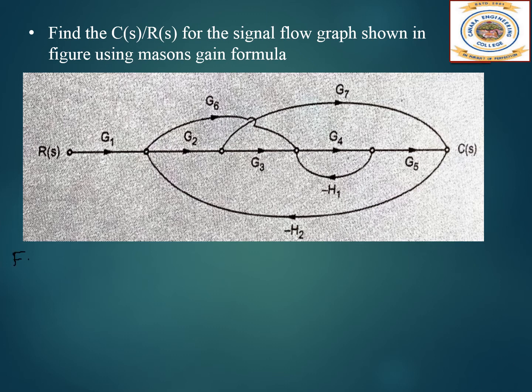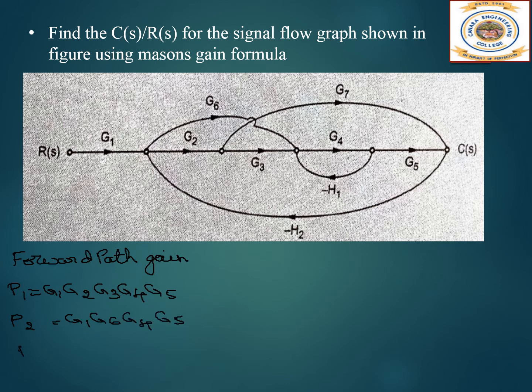So forward path gains. P1 is equal to G1, G2, G3, G4, G5. P2 is equal to G1, G6, G4, G5. P3 is equal to G1, G2, G7. So these are the 3 forward paths.